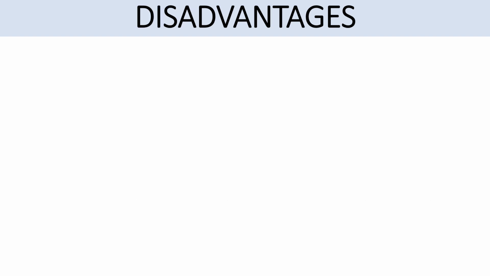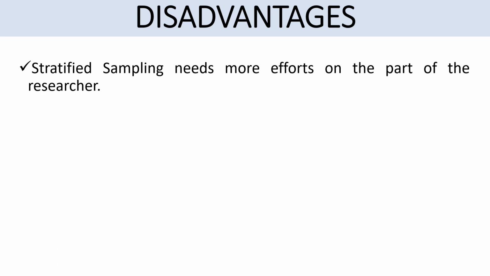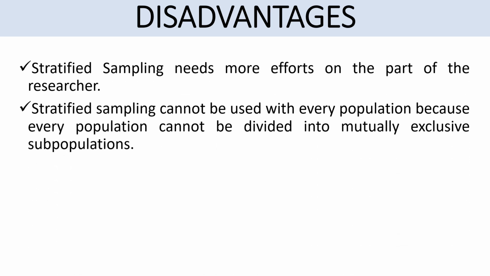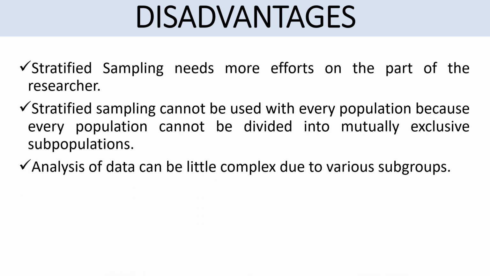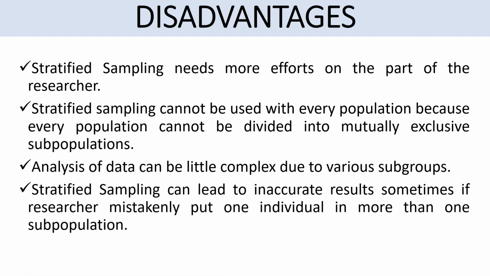There are some drawbacks too. Stratified sampling needs more efforts on the part of the researcher. Stratified sampling cannot be used with every population because every population cannot be divided into mutually exclusive subpopulations. Analysis of data can be a little complex due to various subgroups. Stratified sampling can lead to inaccurate results sometimes if researcher mistakenly puts one individual in more than one subpopulation.